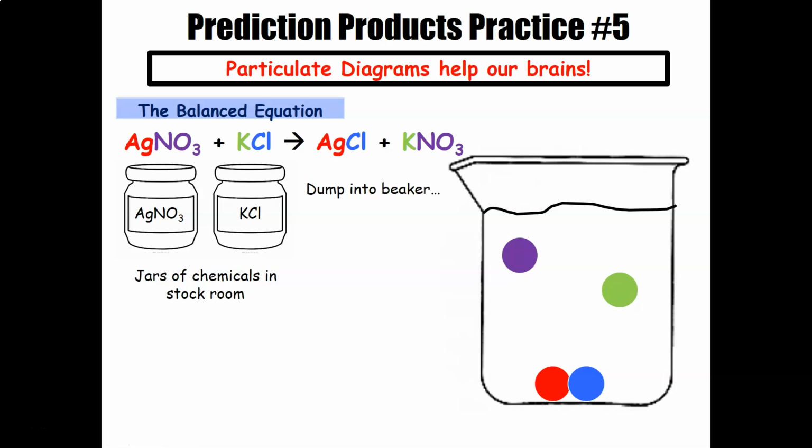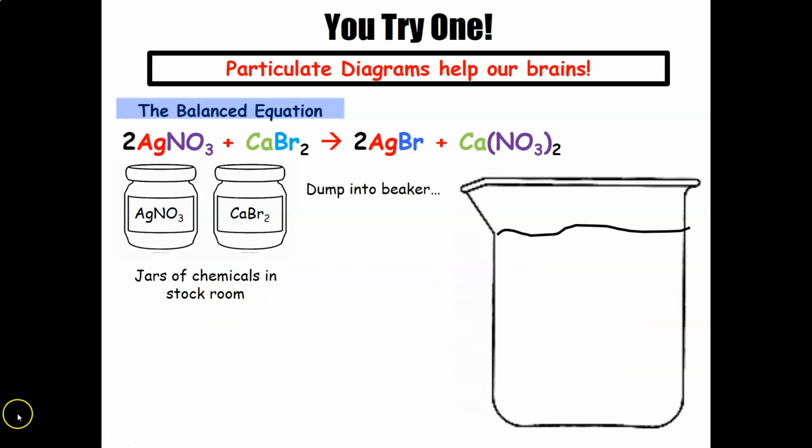And here, this was practice problem number 5. We started with silver nitrate and potassium chloride. We dumped them in a beaker. We end up with our silver chloride as an insoluble precipitate down here. And we have a nitrate and a potassium floating around up here. Next, we're going to have silver nitrate and calcium bromide. You try to draw your particle diagram now. You can pause the video if you need a little bit more time.